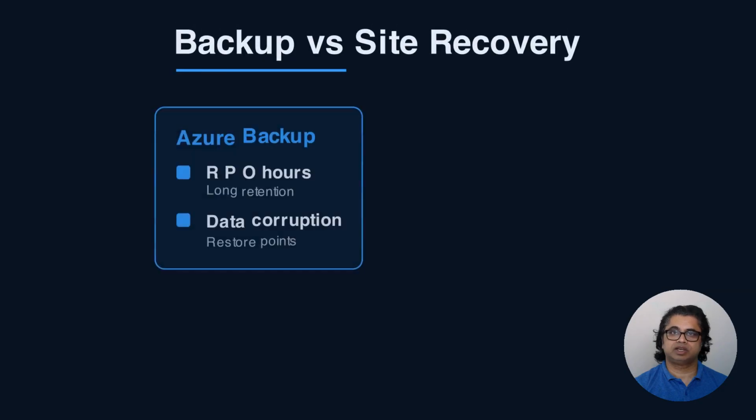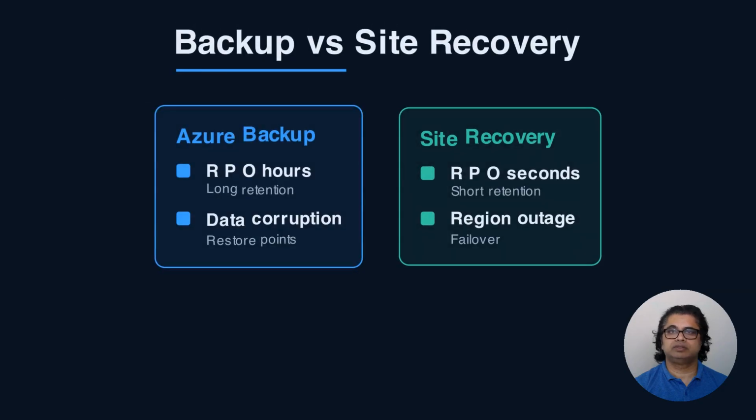First, the decision that shapes everything. These are not competitors, they're complementary. Backup protects against data loss, corruption, accidental deletion, or ransomware. Its recovery point objective is measured in hours, and you keep many restore points over days, weeks, or years. Site Recovery protects against downtime. It continuously replicates, so its recovery point objective can be as low as 30 seconds, but it typically keeps only a short retention window of recovery points, around 72 hours.